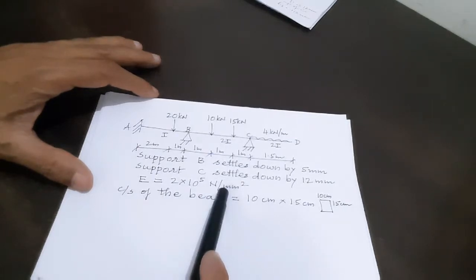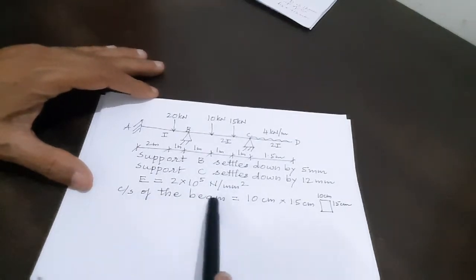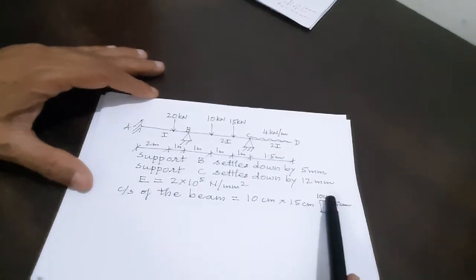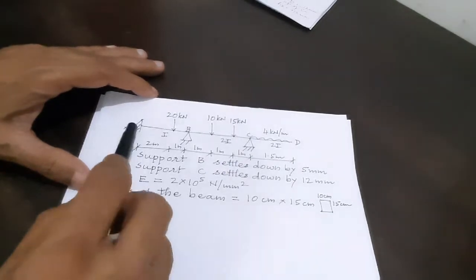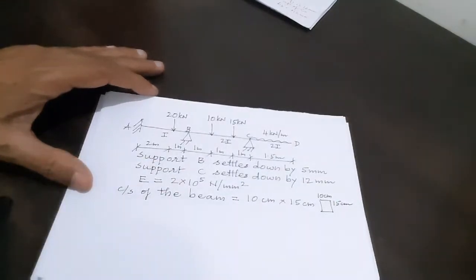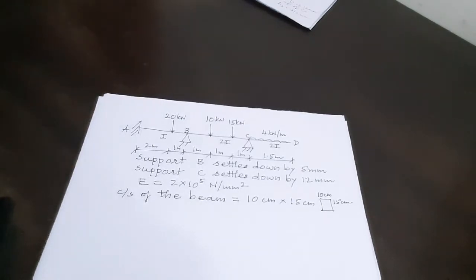All of us know in SOM we have seen it is of steel, and cross section of the beam is given 10 cm width and 15 cm depth. So it is quite heavy section, heavy steel section. 10 cm width and 15 cm depth, a rectangular cross section of the beam. So we need to analyze using three moment equation.